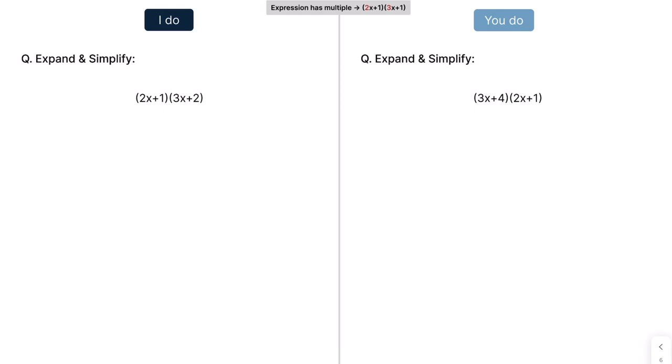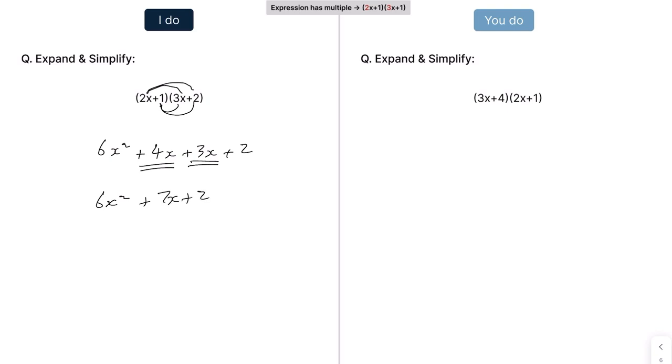And now we've got two variables, so again, we've now got one before this x and one before this one. So we now have 2x times 3x. Now 2 times 3 is 6, and then we have x times x, that gives us x squared. And then we have 2x times 2, so that's going to be 2 times 2, which is 4, and we have x. Then we have 1 times 3x, and we have 1 times 2. Now we're going to collect the like terms, so these two are both like terms, so that's going to be 6x squared plus 7x plus 2.